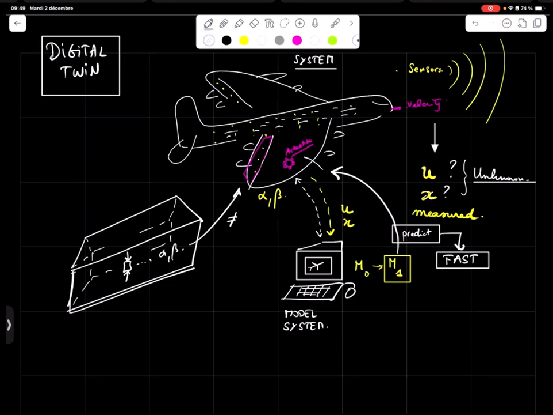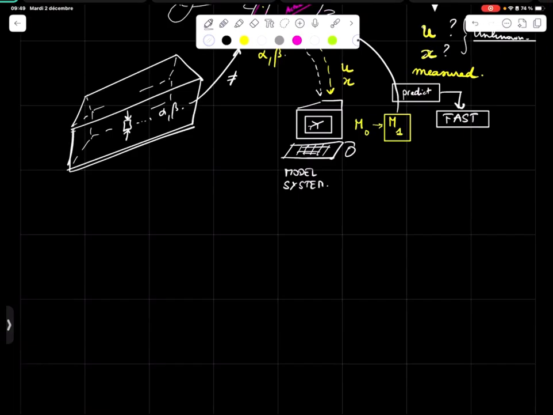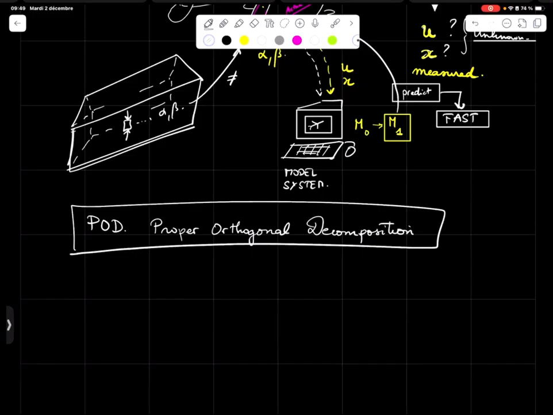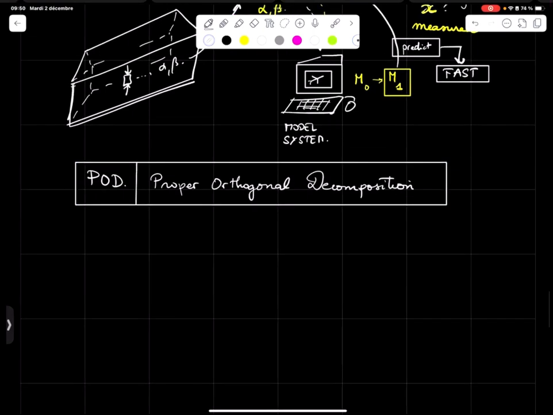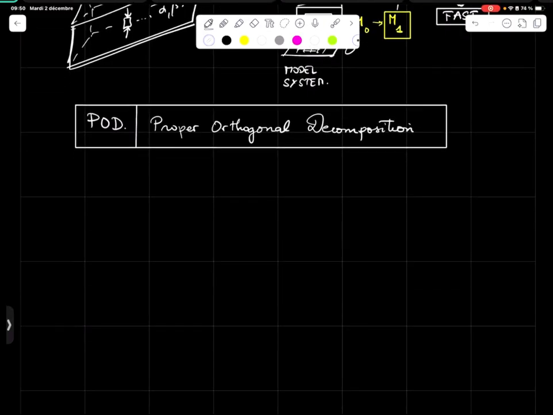So now let's look at what you do in POD, because that is the most simple way that you can reduce a system. So proper orthogonal decomposition. Right, so that's a very old method that people came up with as soon as they started thinking about these things. And it's usually done for dynamical systems because you can imagine that you have solutions.